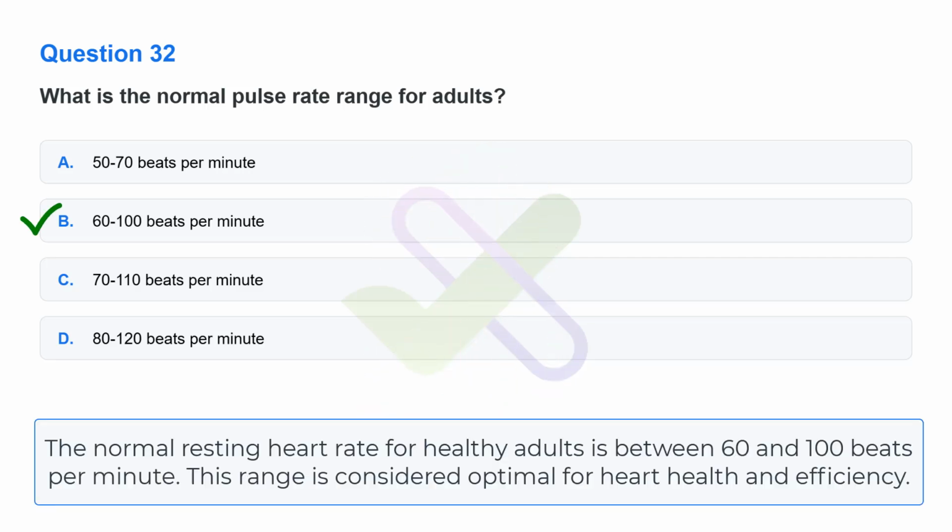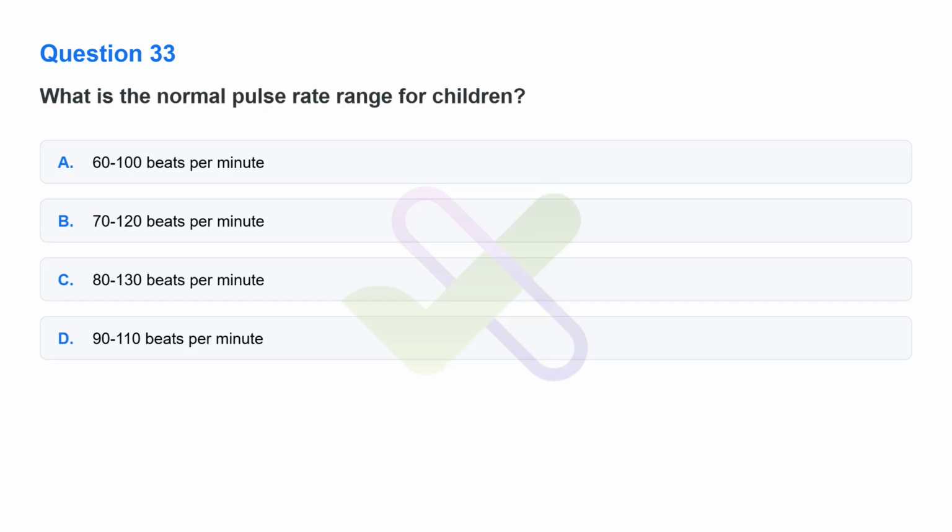The correct answer is B. 60 to 100 beats per minute. The normal resting heart rate for healthy adults is between 60 and 100 beats per minute. This range is considered optimal for heart health and efficiency. What is the normal pulse rate range for children?